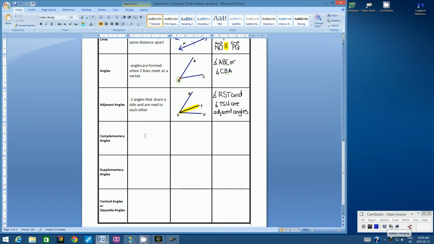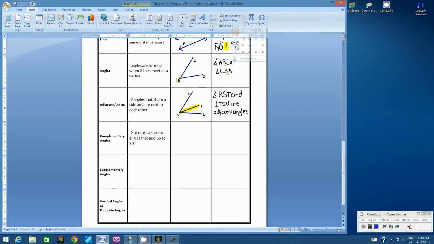Complementary angles. If you finished the Geometer Sketchpad unit, you have some introduction to complementary angles. They are two or more adjacent angles that add up to, and this is very important, they add up to 90 degrees. Okay, so that's very important. That's one of those magic numbers in geometry. Complementary angles, two or more adjacent angles that add up to 90 degrees.